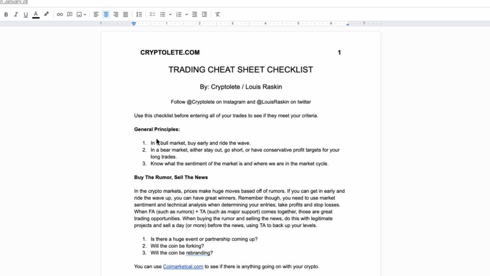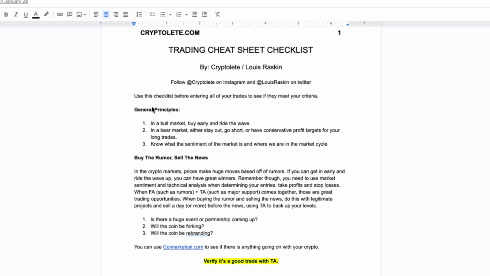So what I do is I created this trading cheat sheet checklist based off of a billion things that I learned from reading so many books on trading and from simply being in the market for such a long time, constantly looking at the markets and seeing what happens. So this is my trading cheat sheet checklist. It says right here, use this checklist before entering all of your trades to see if they meet your criteria.